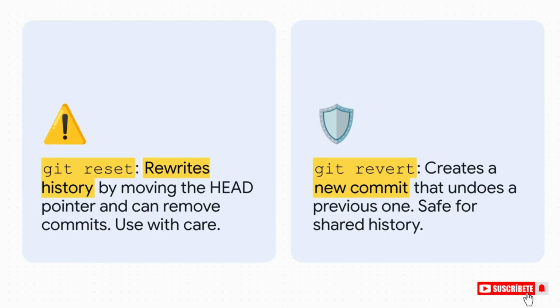Git reset is powerful. It's like going back in a time machine and literally erasing a commit from history. Because it rewrites the past, it can be pretty dangerous on branches your team shares. Git revert is the much safer, more polite option. It doesn't erase anything. Instead, it creates a brand new commit that does the exact opposite of an old one. It undoes the change but keeps a perfect record of what happened.